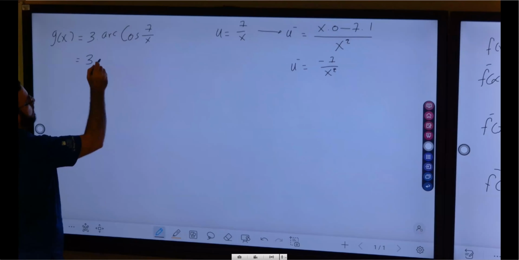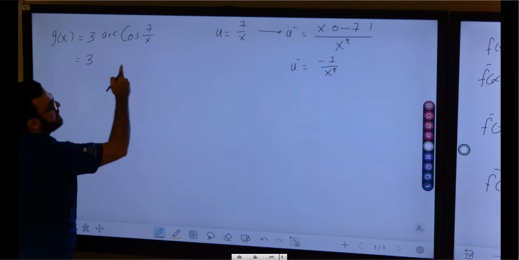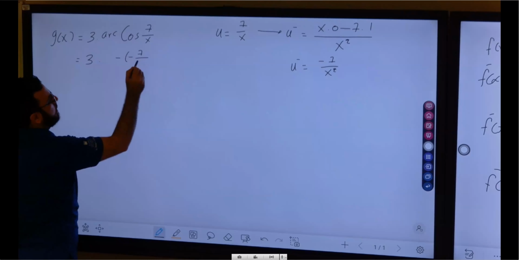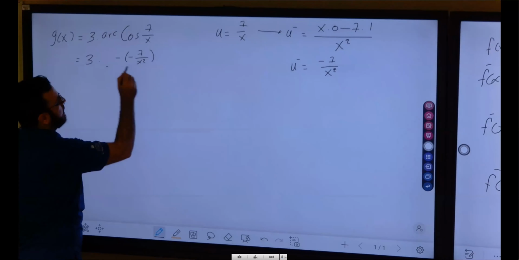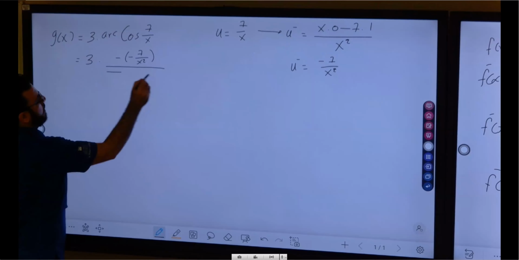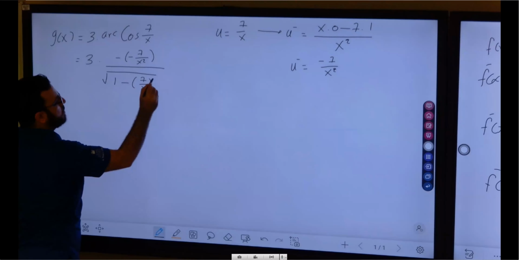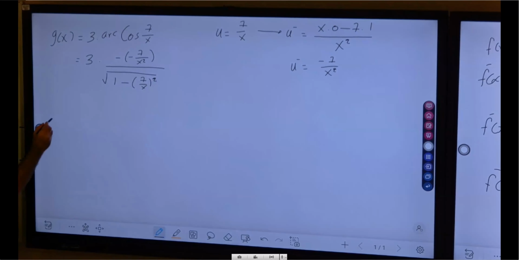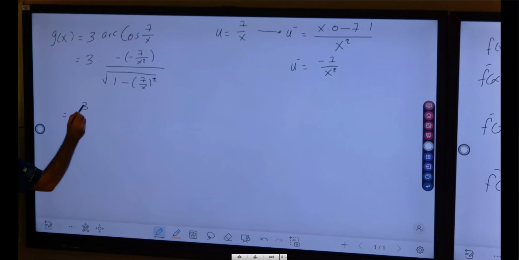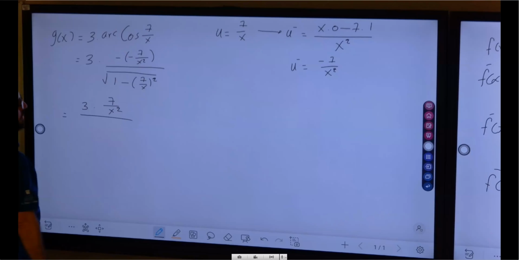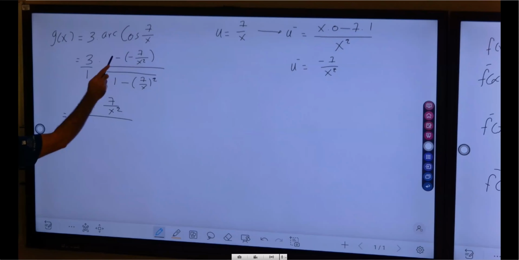It's negative u prime, over the square root of 1 minus u squared. So negative times negative 7 over x squared, everything over the square root of 1 minus u squared, which is 1 minus 7 over x squared. That means it's going to be 3 times 7 over x squared, over the square root, because this is over 1. So I can multiply, just put the 3 here.